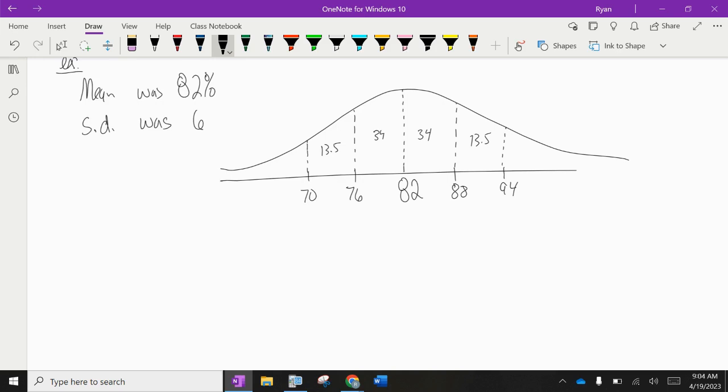So at this point, I could ask a question such as, what percent of all the people who took this test scored between a 76 and a 94? What do we do to find that out? Add those up. 34 plus 34 plus 13.5. 81.5% of the people scored between a 76 and a 94.